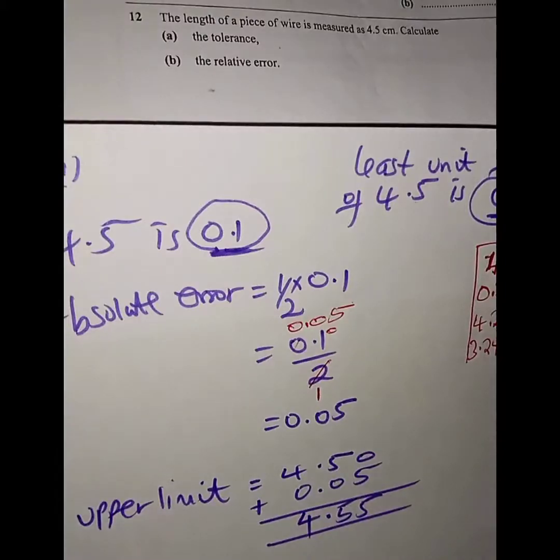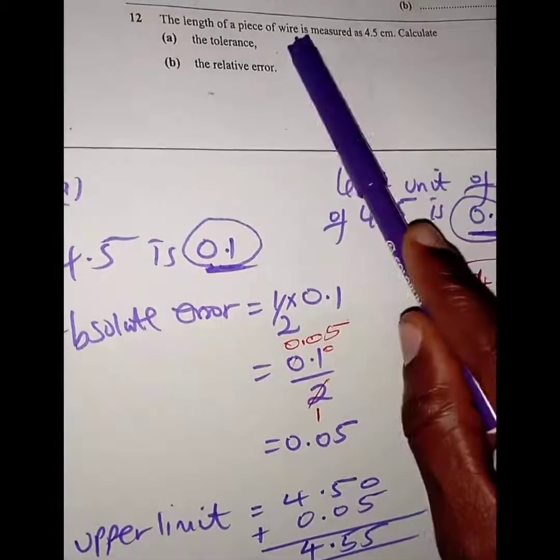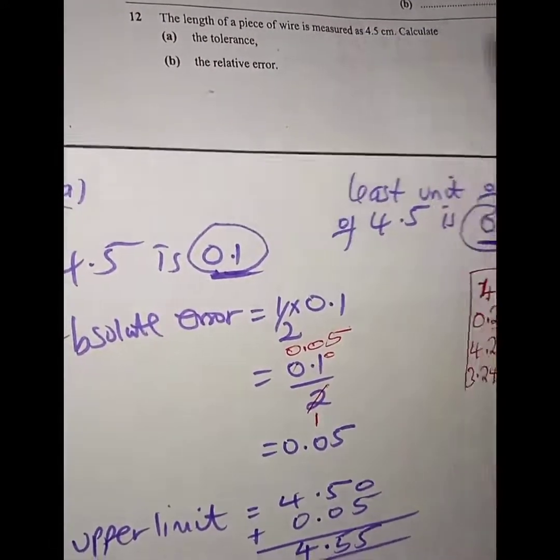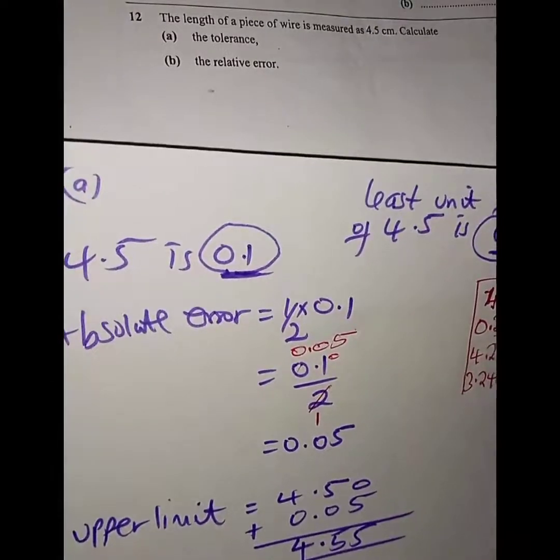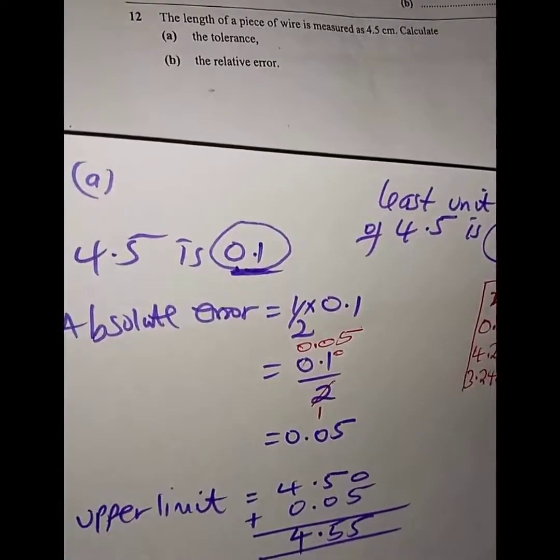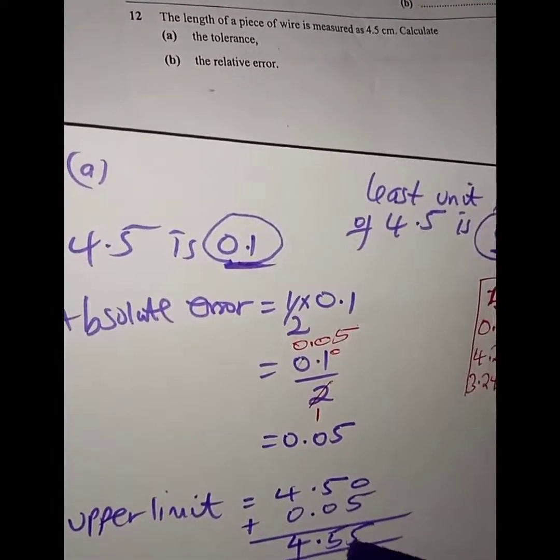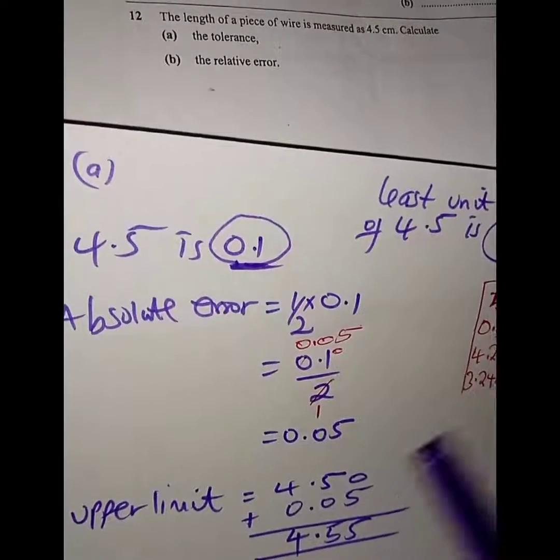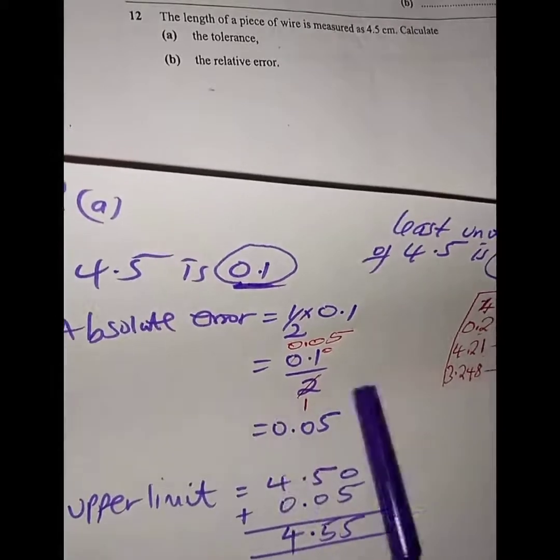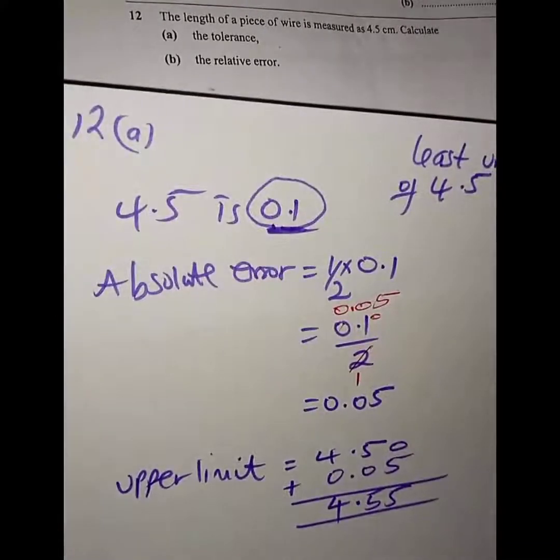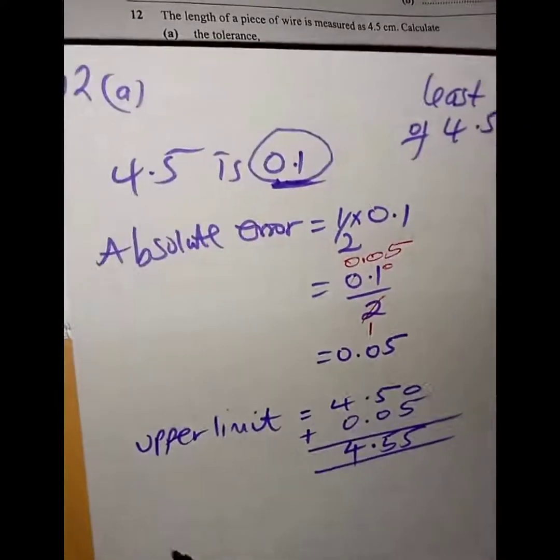When this person is told to measure the same piece of wire whose true measurement was 4.5, this person can make an error of 4.55. It's an error because the true measurement was 4.5, but it's an error which has gone slightly higher by what unit? By 0.05, right? So we call it upper limit. Then let us also find the lower limit.